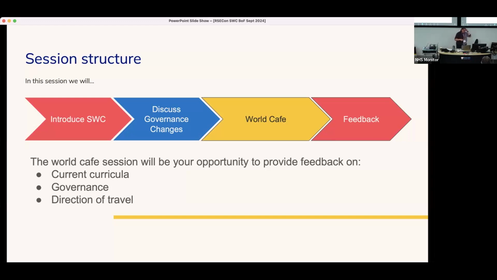So we're going to think about the current curricula, we're going to think about governance, and we're going to think about direction of travel. And those are the things that we as a committee want to engage the community with very much.